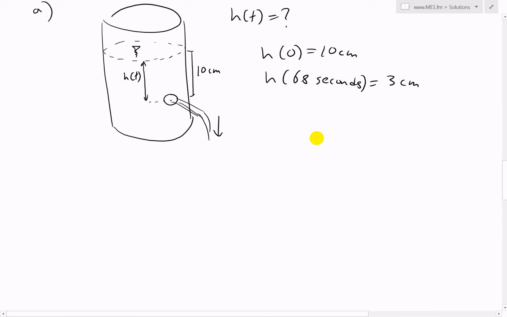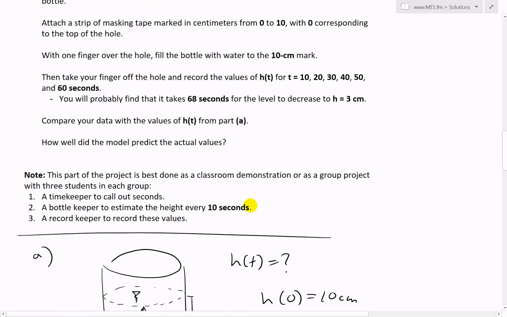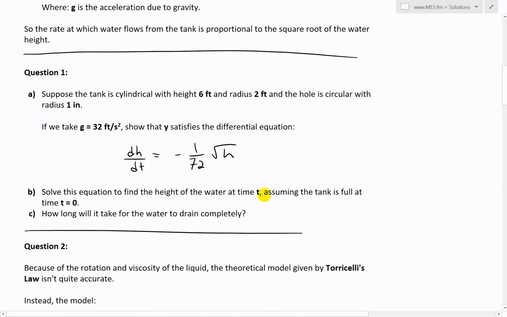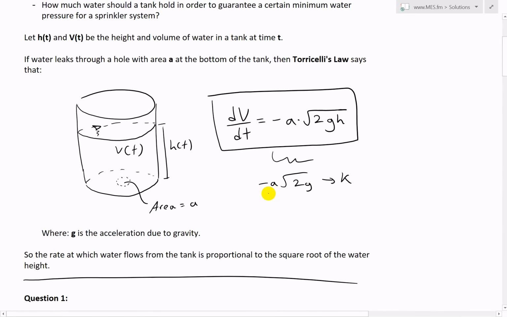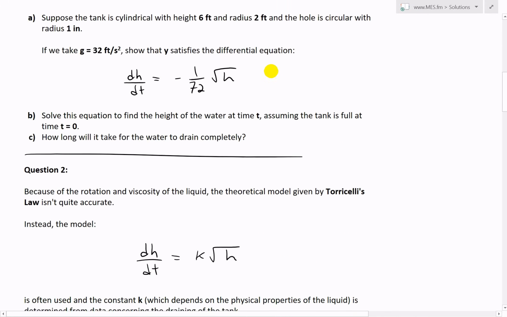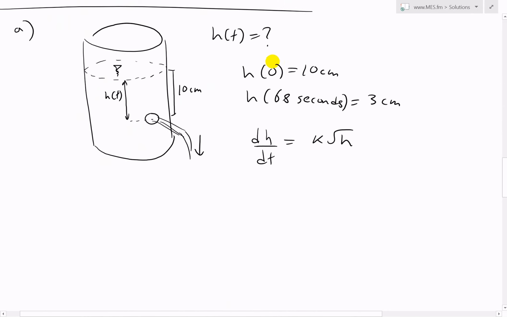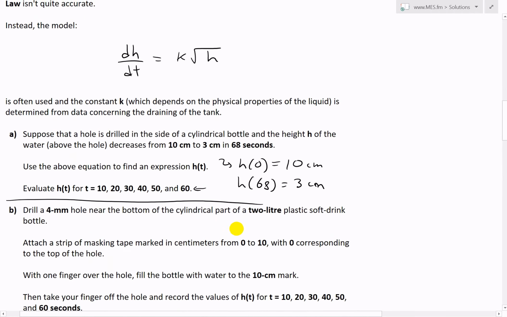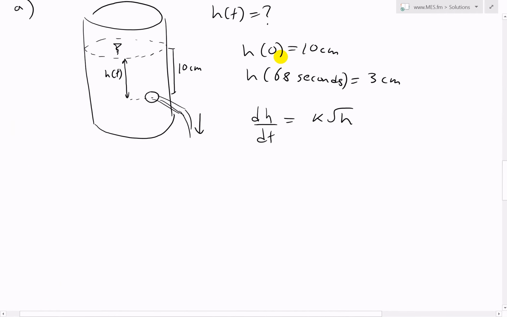We also know the differential equation we're going to be using: dh over dt is equal to, actually, it's not negative here, it's just k times square root of h. And then you'll see that k should be negative. Let me just go back up here. Yeah, this whole negative a squared 2g becomes k. I forgot the negative, and that's written here as well as a k, not the negative. So we have this differential equation.